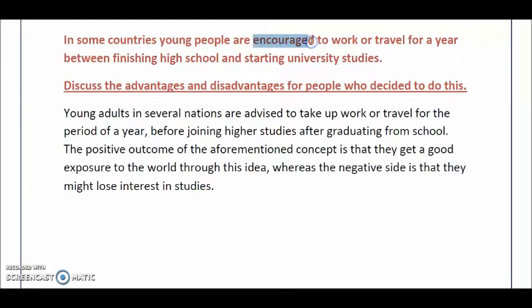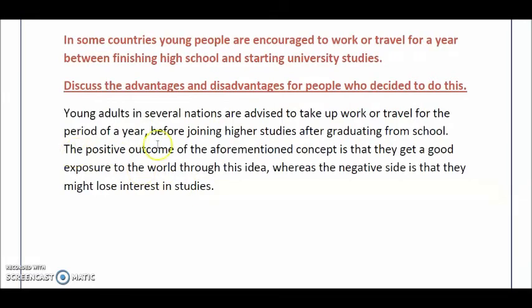The synonym for encouraged over here is advised. Instead of to work or travel for a year, we are using a different collocation: take up work or travel for the period of a year. And then instead of between finishing high school and starting university studies, we have before joining higher studies after graduating from school. So we have changed the sentence framing over here, and we have paraphrased it quite effectively. We have used different words and in some part of the sentence we have also changed the grammar.